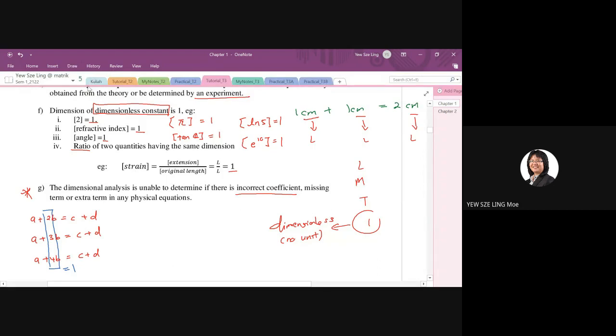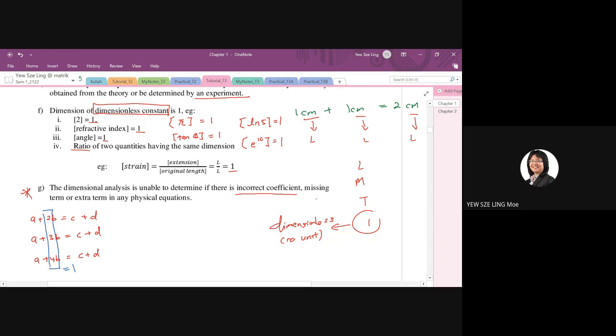So all you know is that they are dimensionally correct, but whether they are correct equations or not, you don't know. Unless you conduct an experiment, unless you use experiment to find out what is the correct coefficient in the equation.